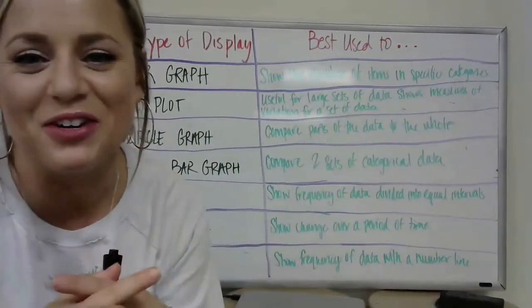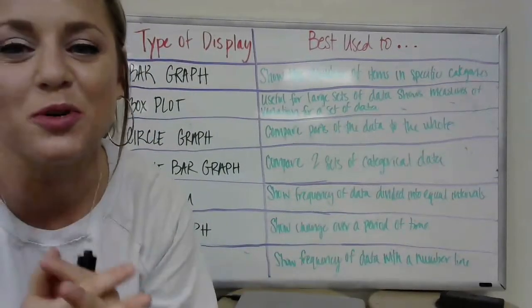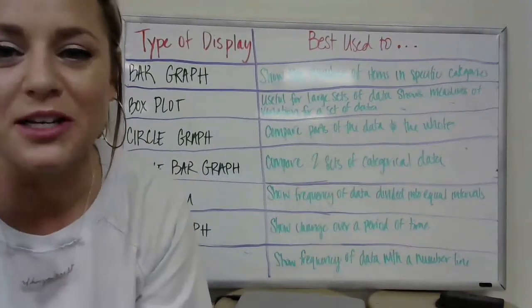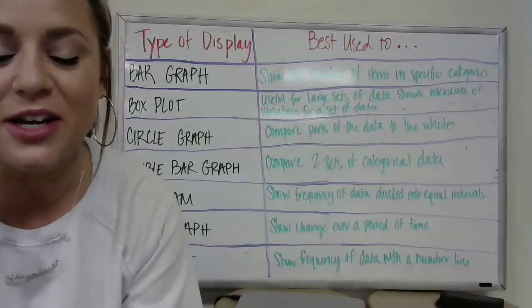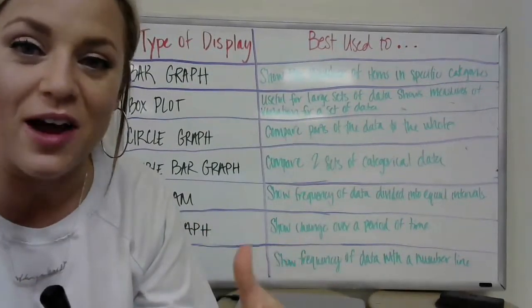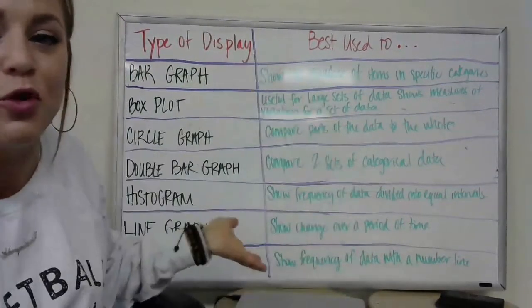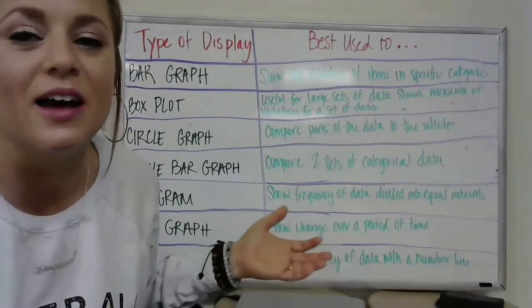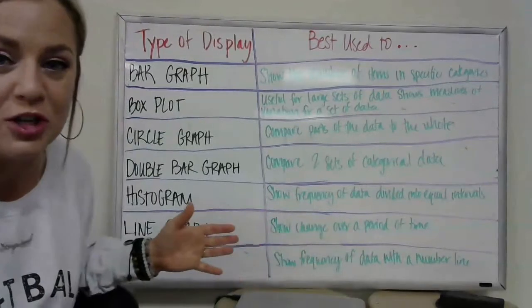Good morning, seventh graders. Today is going to be super easy. We are going to choose and select the appropriate display. Basically, they're going to give us a scenario, and then we're going to choose what type of graph would be the most appropriate to display that information or that scenario.